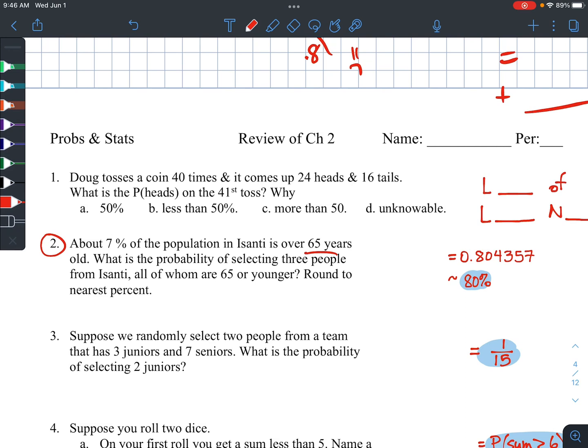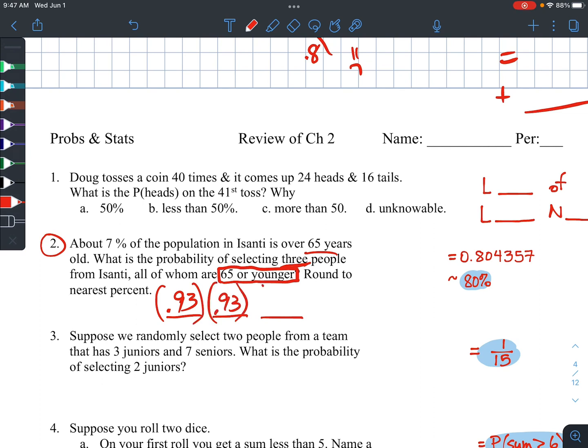Number 2, population in Isani, 7% of them over 65. What is the probability of selecting 3 people? All right, so here's our 3 individuals that we're selecting. These are what we would refer to as independent probabilities. So the probability of the first person is 65 or younger, be careful, is 0.93.